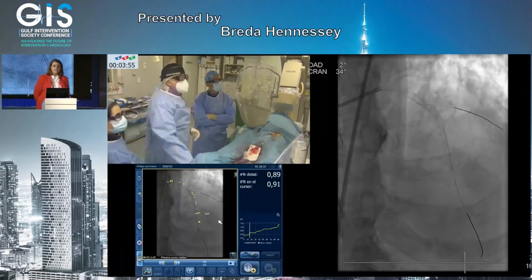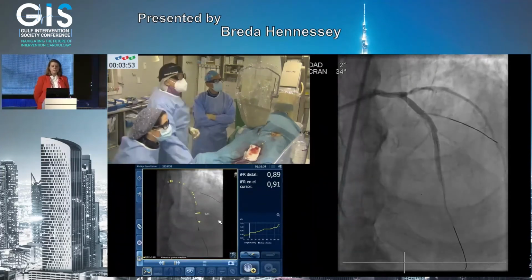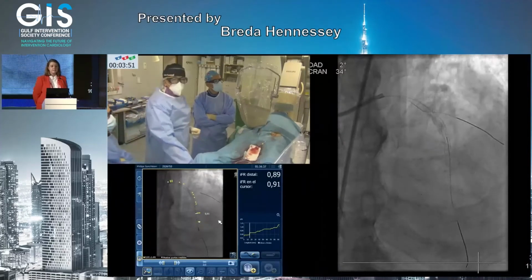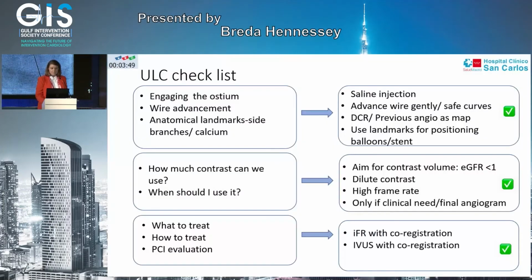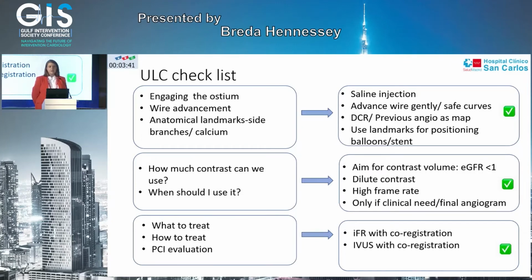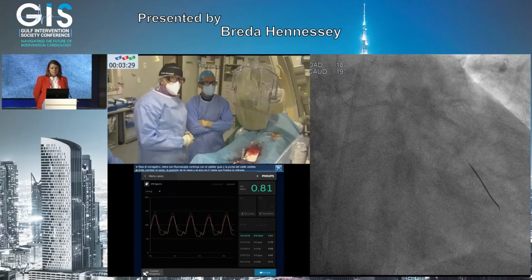And this is our first injection of the case. So at this point, we have used 5 cc's of contrast. So going back to our checklist, we've used our saline to inject, we've advanced the wires using our diagnostic images, we've used our anatomical landmarks, we've used 5 cc's of contrast, and we've heavily relied on the IVUS and physiology.